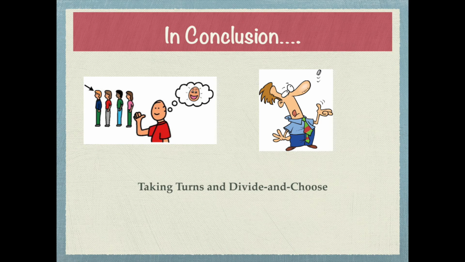You've learned about taking turns and divide and choose and how they can solve everyday issues. To refresh your memory, taking turns is when there are two parties, and one party selects an object, and then the other party selects one, and then the first party again, and so on. With divide and choose, one party divides the object into two parts in any way that he desires, and the other party chooses whichever part she wants.